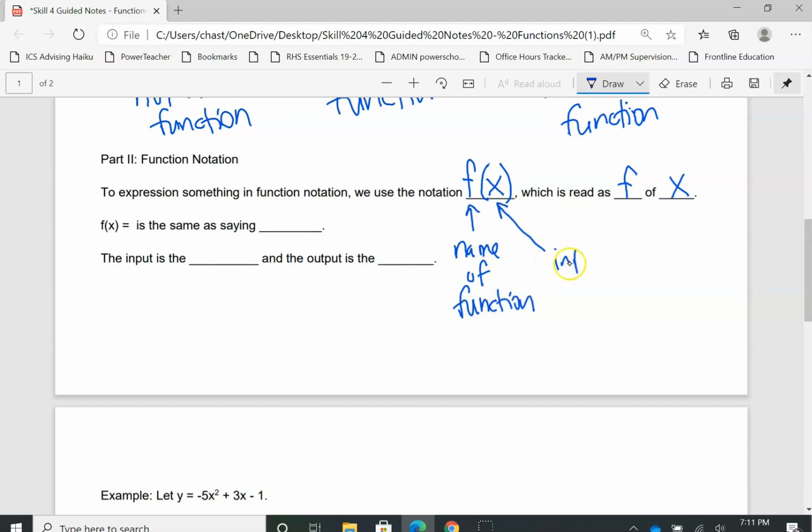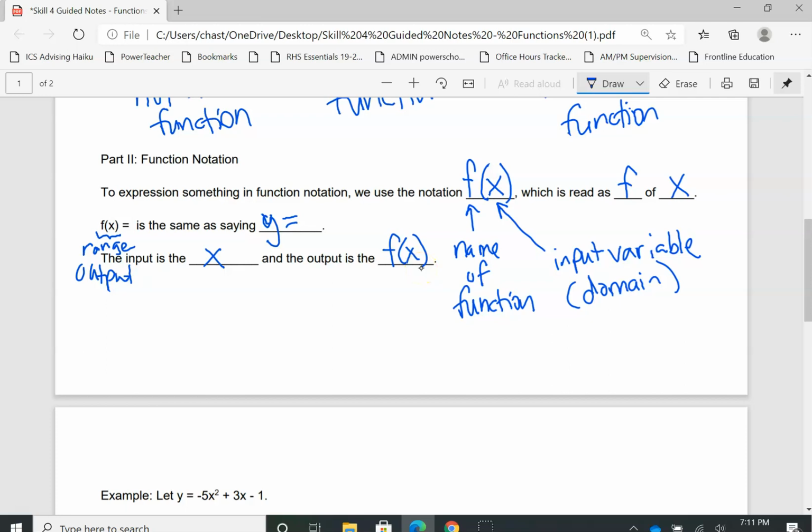And this is the input variable. Usually when you have the equation, that's going to be the variable in the equation, and so that's our domain. F of x, that quantity right there, is the range because it's the output value. That's just the same as if you saw y equals in an equation. So the input is the x and the output is the f of x, or generally whatever the function is named and what the variable is.